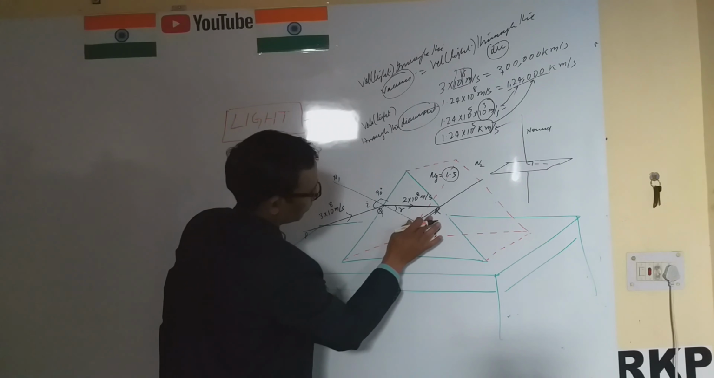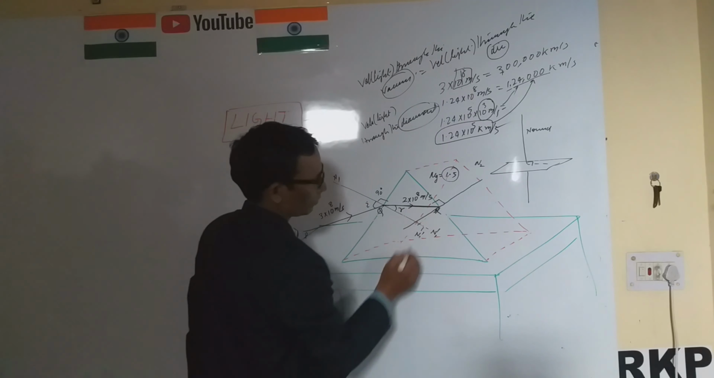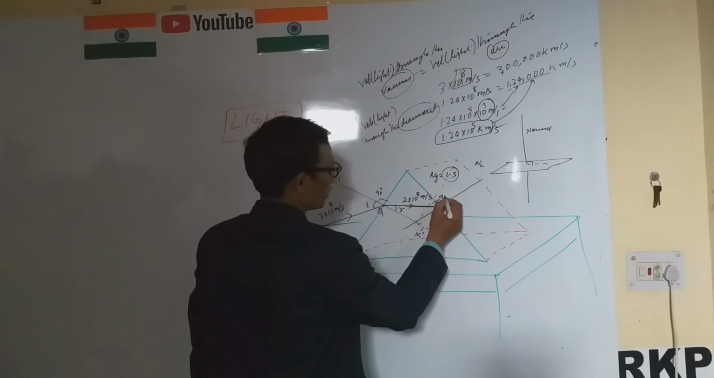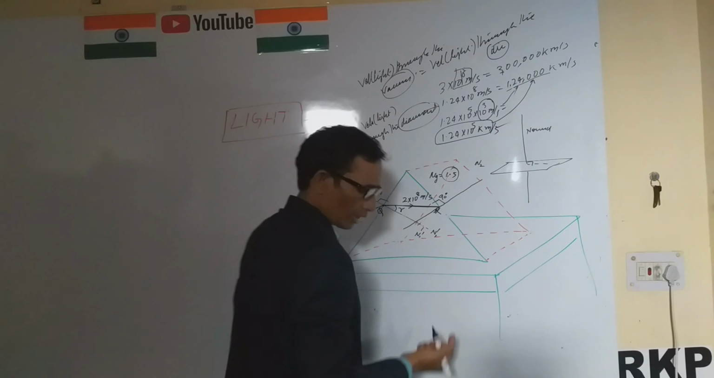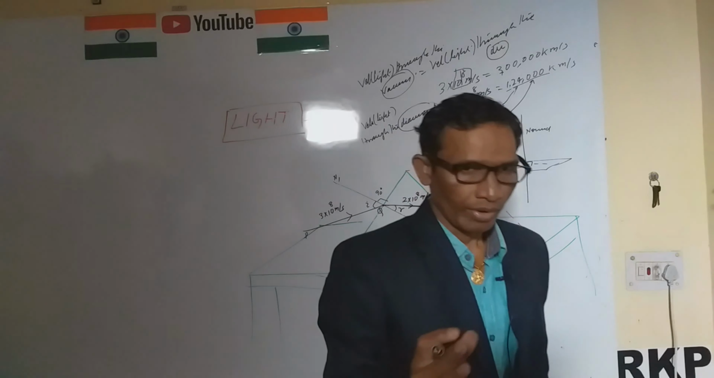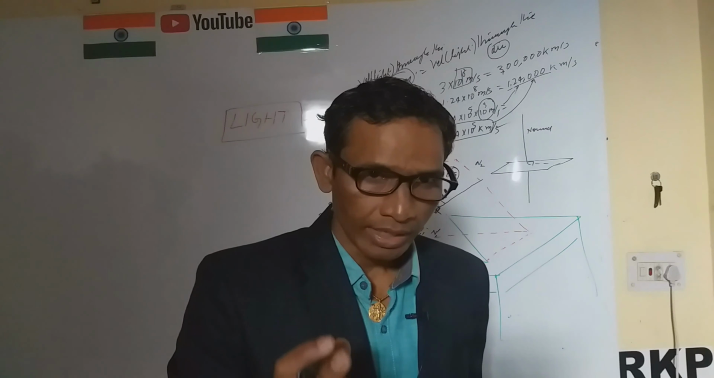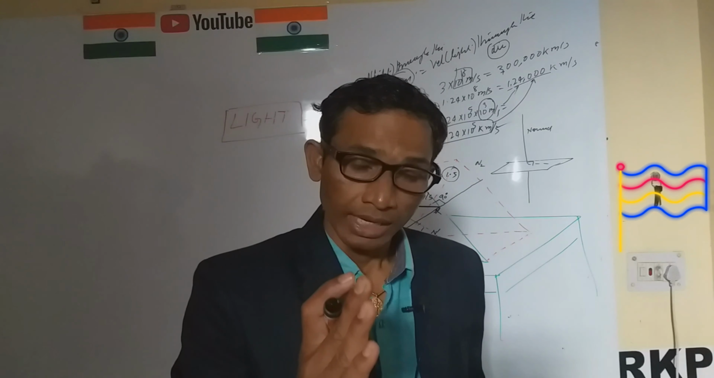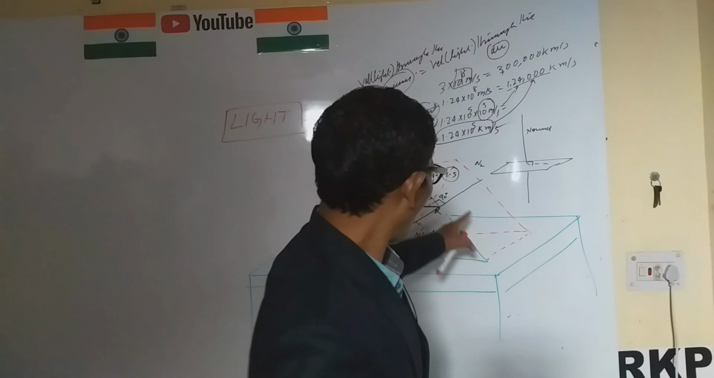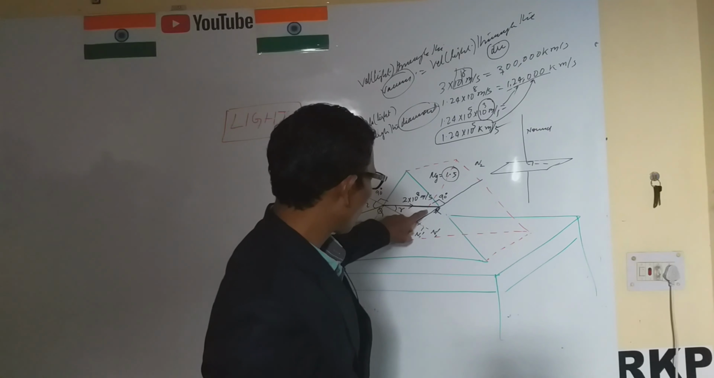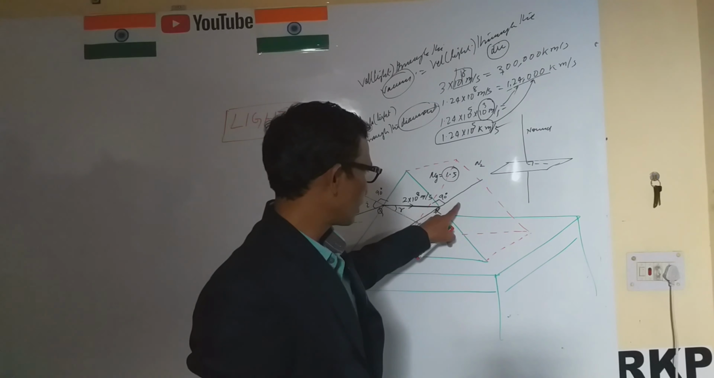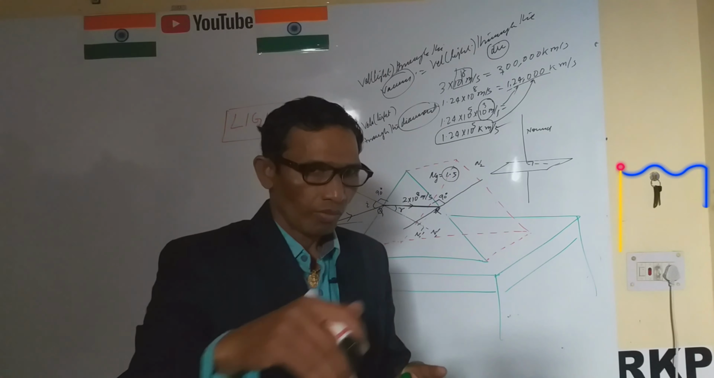Here is the normal. Here is 90 degree. In this case, we know that refraction takes place when the light travels from a denser to a rarer medium. The refracted ray, after passing from the denser to the rarer medium, bends away from the normal.